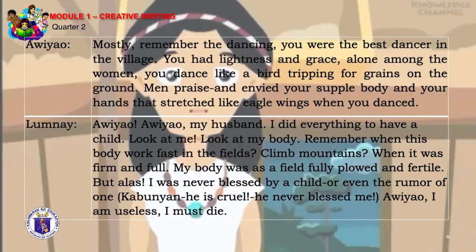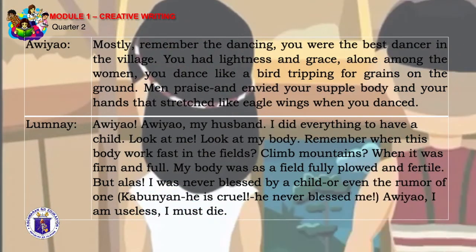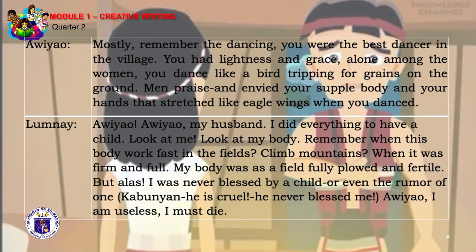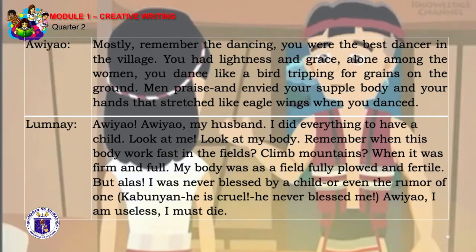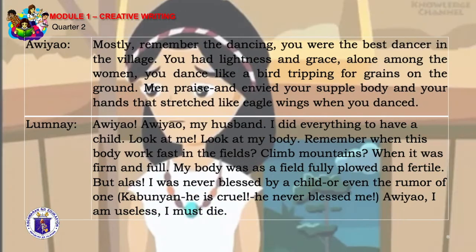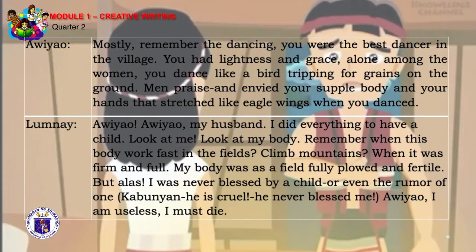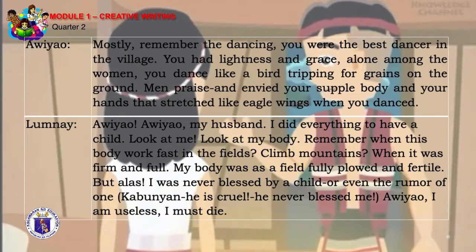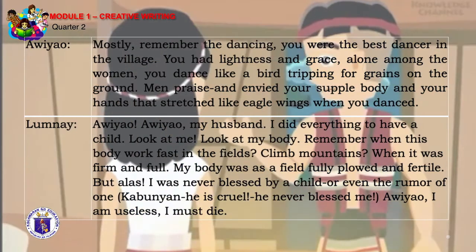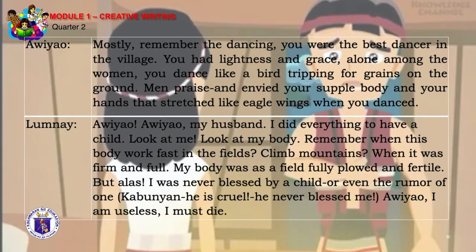Awiyao, Awiyao, my husband, I did everything to have a child. Look at me, look at my body. Remember when this body worked fast in the fields, climbed mountains, when it was firm and full? My body was a field fully plowed and fertile. But alas, I was never blessed by a child or even the rumor of one. Kabunyan, he is cruel, he never blessed me. Awiyao, I am useless, I must die.